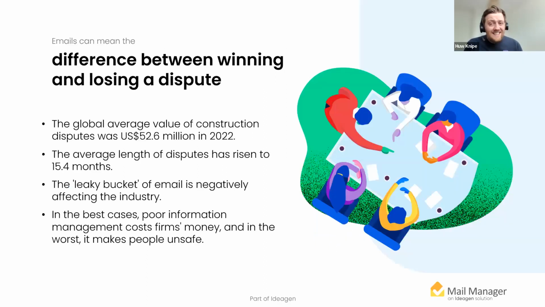We are consistently seeing that failing to make emails visible and accessible to project teams can cause issues that result in legal disputes. According to Arcadis's 2022 Global Construction Disputes Report, the global average value of disputes was $52.6 million, with an average length of 15.4 months. Firms cannot afford to let information like email correspondence slip through the cracks.